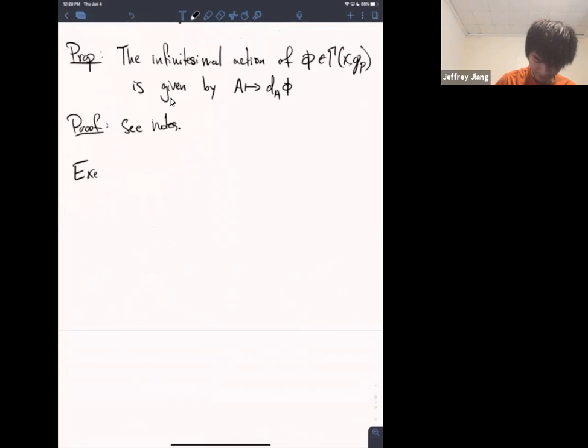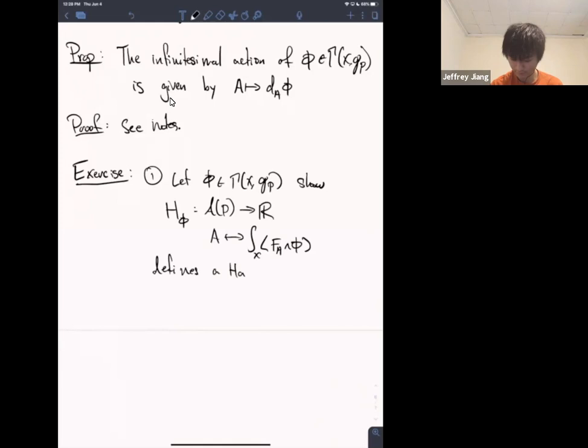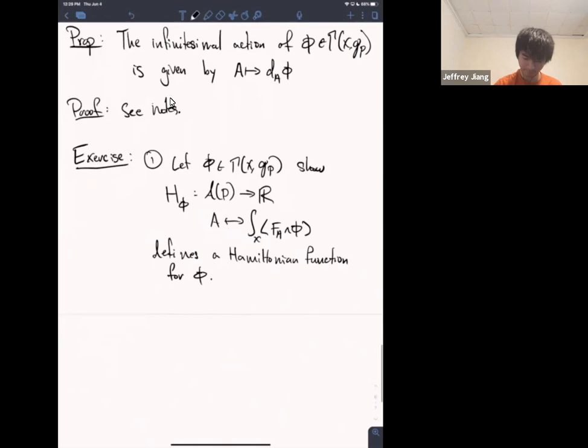Okay, so here's the exercise. Let's do essentially what I said we need to do. One, let phi be some section of the adjoint bundle, and show that this function, which I'm suggestively naming h sub phi, that maps A to the integral over X of the curvature of A paired with phi, defines a Hamiltonian function for phi, with respect to the symplectic structure that we were just talking about. Part two, show that A going to the curvature of A is a moment map.